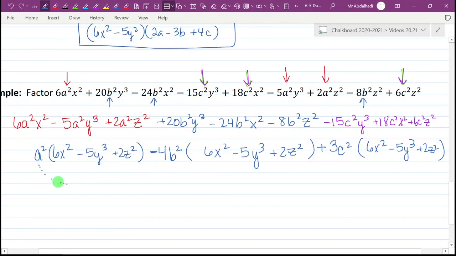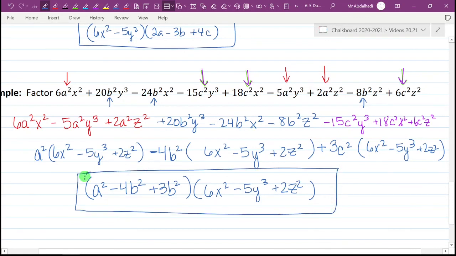So take the stuff that's outside the parentheses, which would be a squared minus 4b squared plus 3c squared. All the stuff outside makes 1 factor. And then the stuff inside the parentheses is now the new GCF, that makes another factor. And we are done. If I had grouped these by x's, y's, and z's, eventually I would have gotten the same answer. So it doesn't matter how you group as long as you do group.